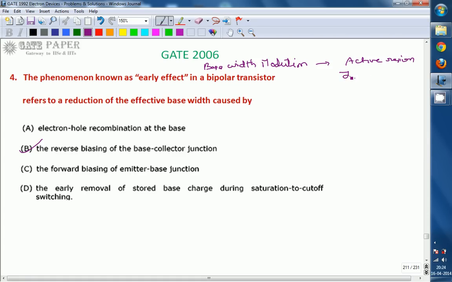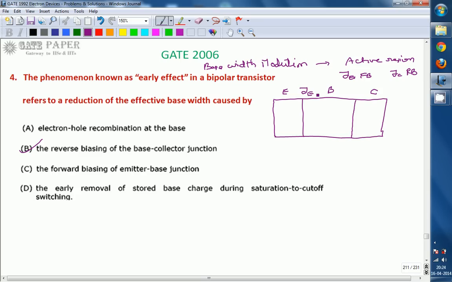The meaning of active region is emitter base junction JE forward biased and collector base junction JC reverse biased. Let us assume a PNP transistor, and we are interested in base width, so I am drawing the base wider, but actually the base width is very small. Here is the emitter, the base, and the collector. This is JE, the emitter base junction, and this is JC.